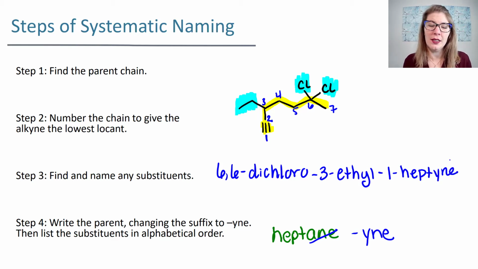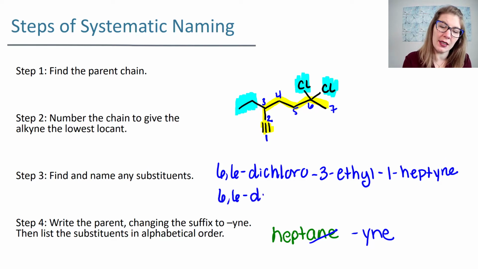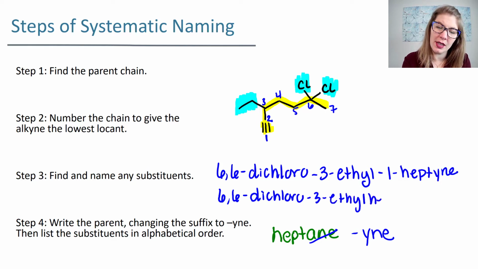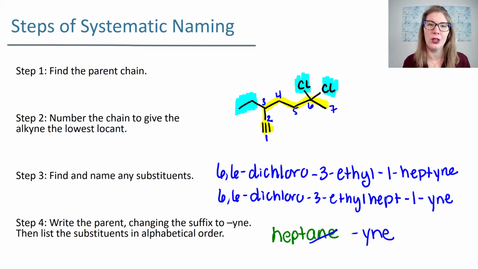Another way to write this would be to keep the majority of it the same. The 6,6-dichloro stays the same. The 3-ethyl would stay the same. But then if you wanted to break up the heptyne, you can put the locant before the Y and E, and that works too. Both of those are acceptable.